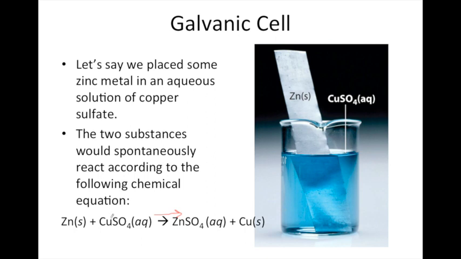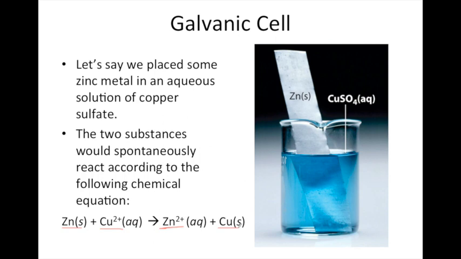Furthermore, we can simplify this a little bit because sulfate is a spectator ion. So let's get rid of the sulfate and simplify our reaction, as you can see here. So the solid zinc atoms are going to react with the copper ions that are in solution to produce zinc ions, which go into solution, and solid copper.